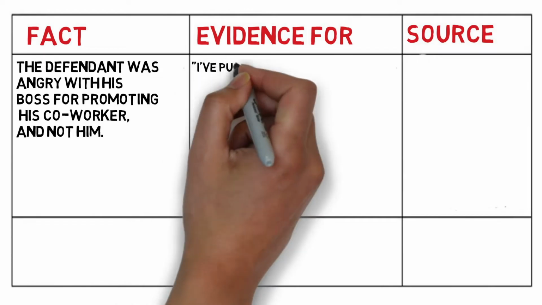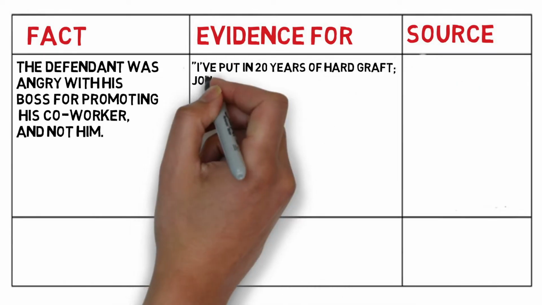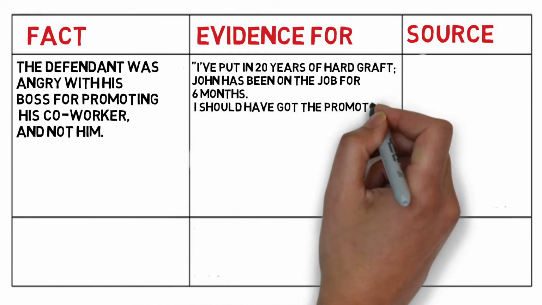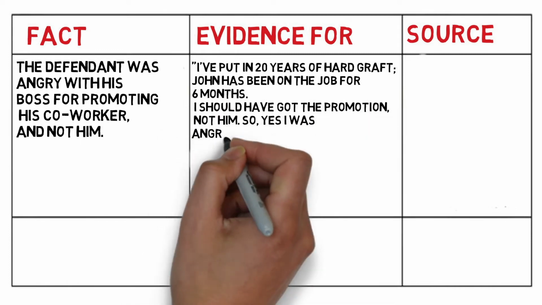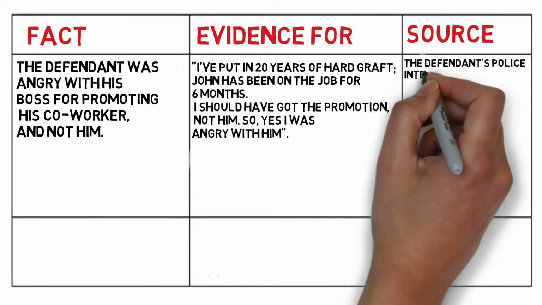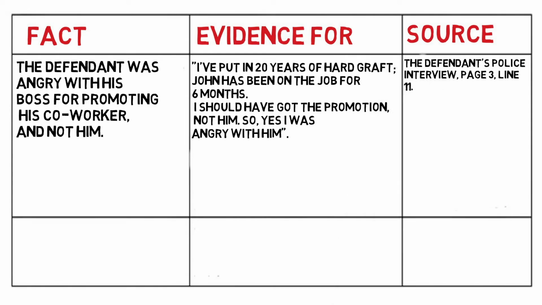Evidence for this. I've put in 20 years of hard graft. John has been on the job for 6 months. I should have got the promotion, not him. So yes, I was angry with him. Source. The defendant's police interview, page 3, line 11.